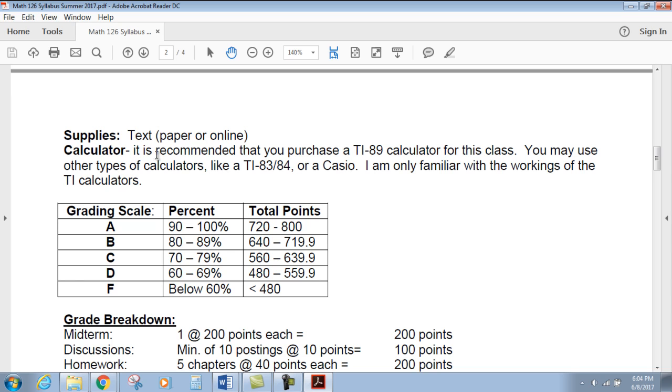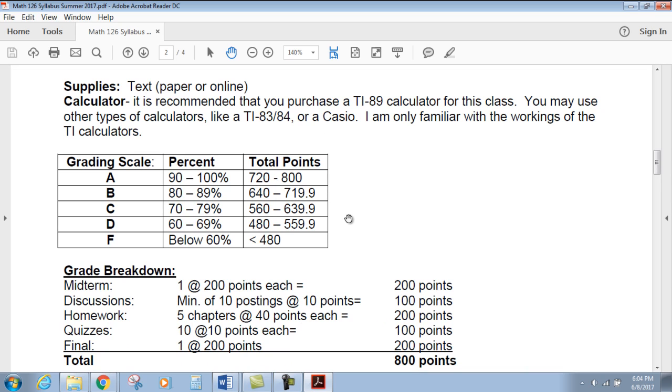The calculator: it's recommended that you purchase a TI-89 calculator for the class. I like the TI-89. The TI-84 works pretty well too. I'm very familiar with the TIs. I'm not as familiar with the Casios, so I would not be able to provide help with those. But there are also many videos on YouTube for all the different types of calculators.